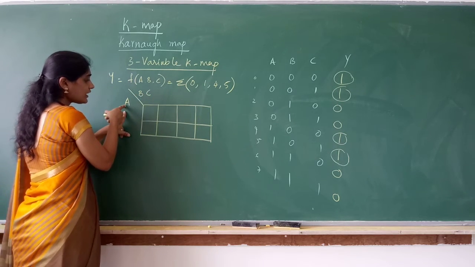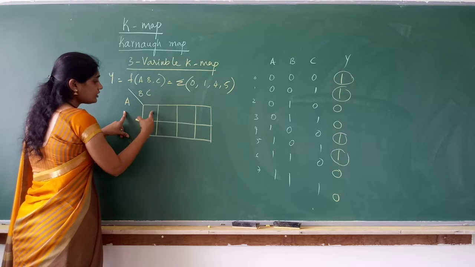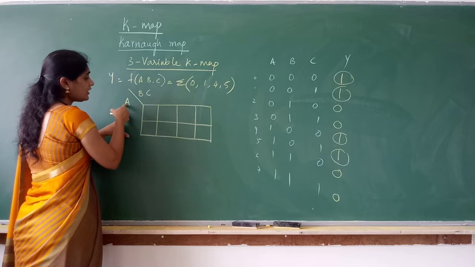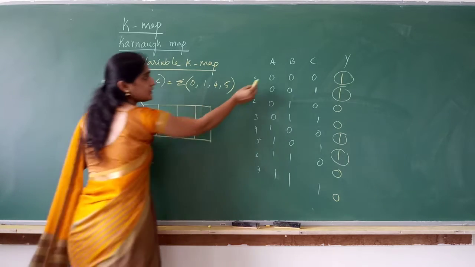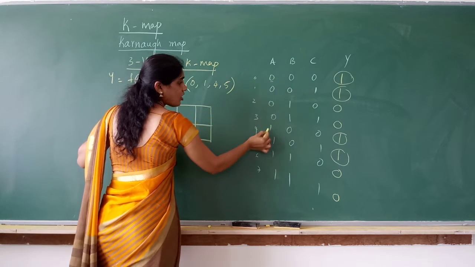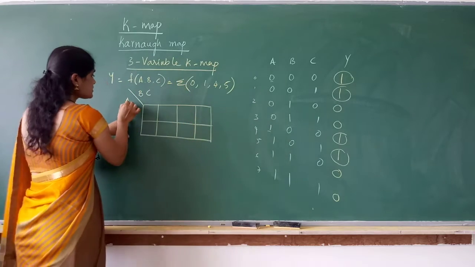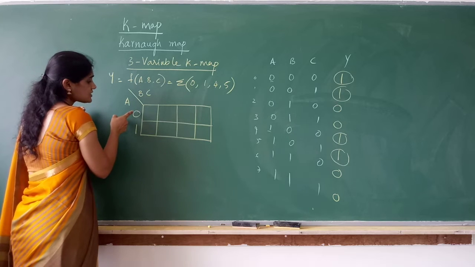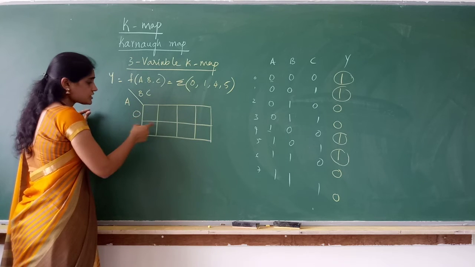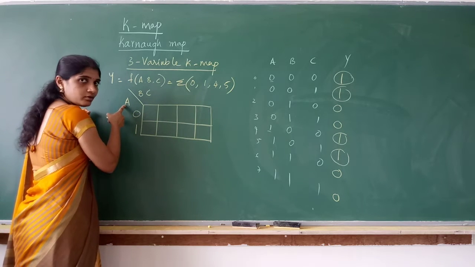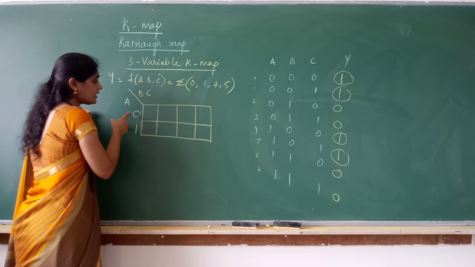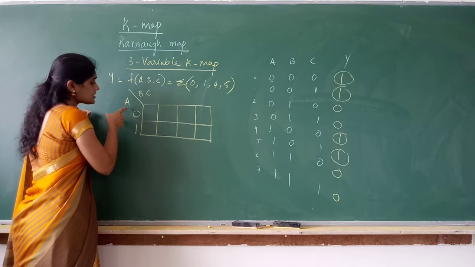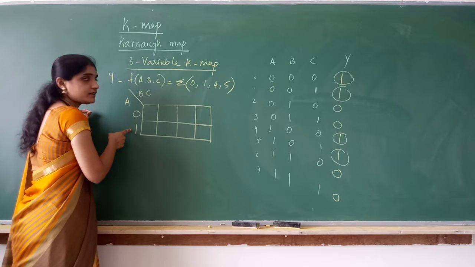Why have I written only one variable here? I have got only 2 rows here, and each variable can take either 0 or 1. Look at this. A can take either 0 or 1. Since I have only 2 rows here and the option of giving either 0 or 1, I should write only one variable here. So A is taking either 0, A is taking either 1.